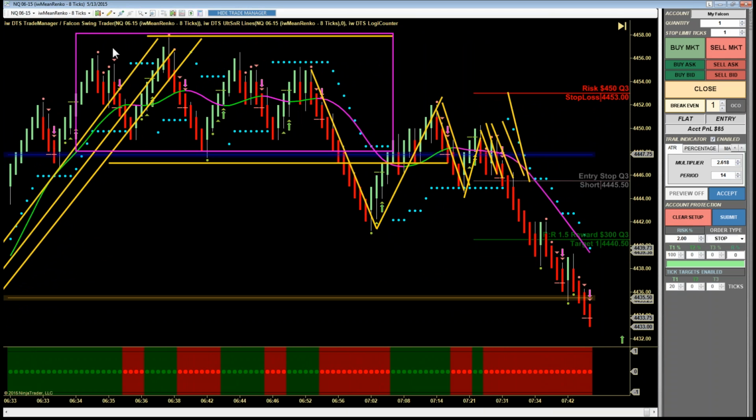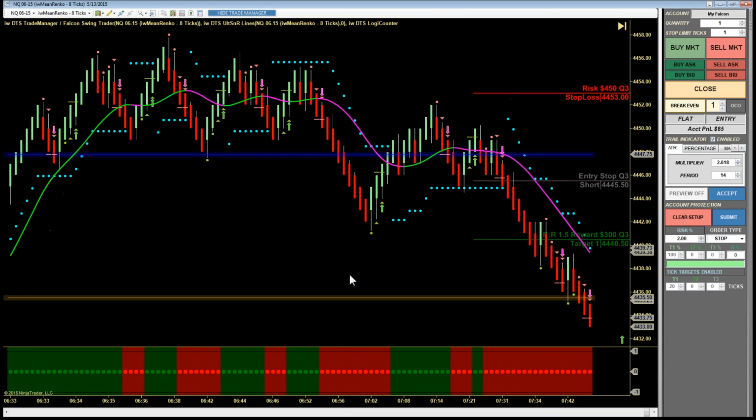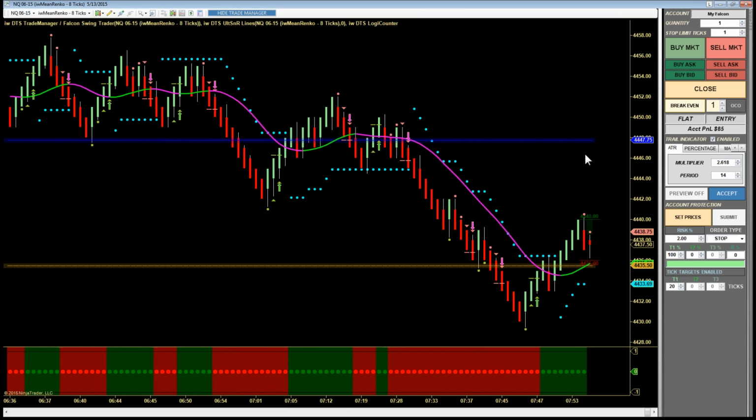But that's what I really like about the mean Renko bars. I was a dyed-in-the-wool 5-minute chart trader. That's how I day traded. And Adam came to me with these mean Renko bars and said, Eric, you got to try these. And I admit I was reluctant, but then once I did, there was no going back. They are that good.